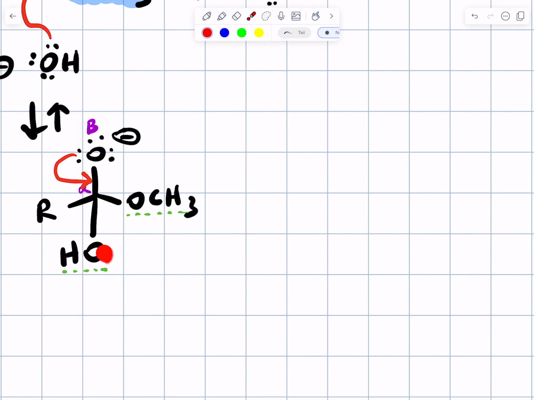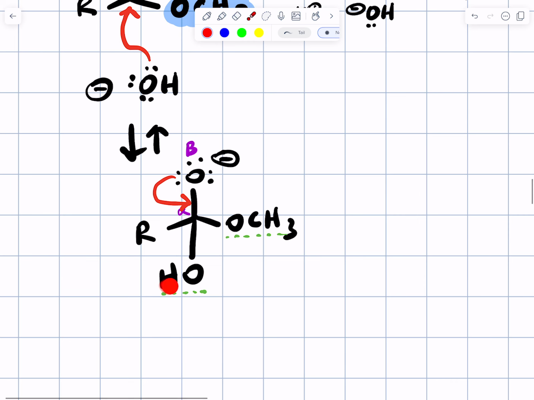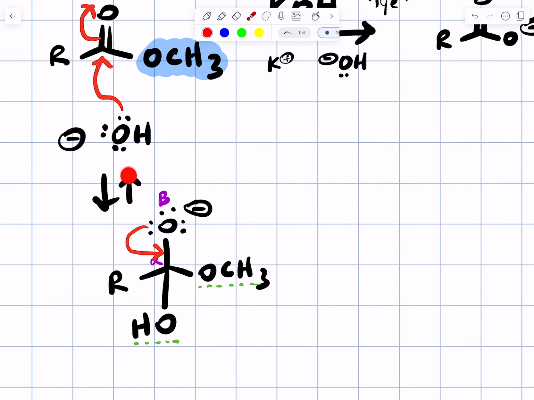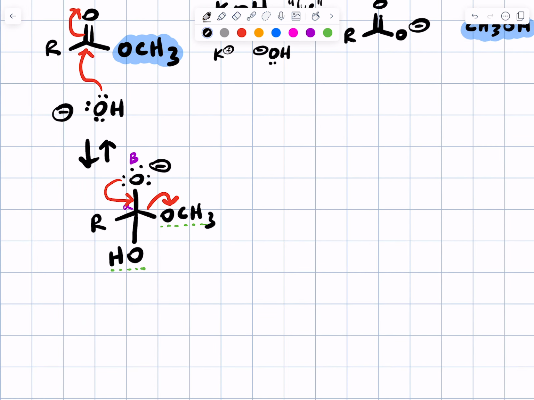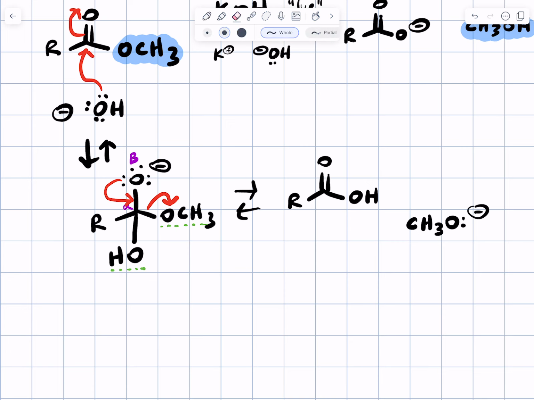Notice that we have two potential leaving groups. If we kick off the OH minus, that's just the reverse reaction step that would take us back to starting materials, and that probably happens. If instead we kick off the OR minus group, that will give us the following product.